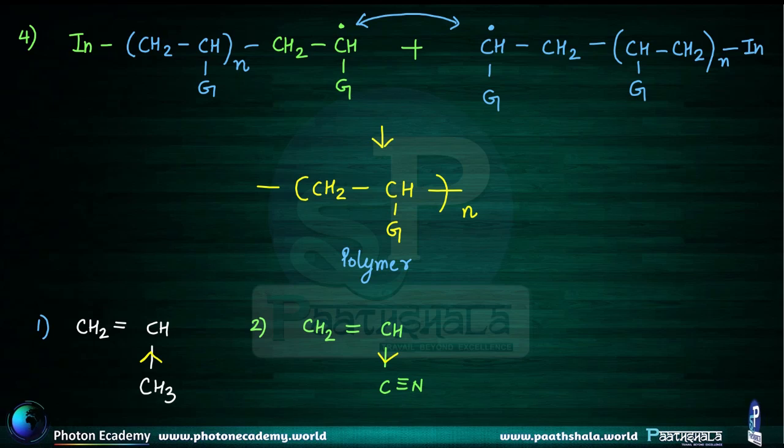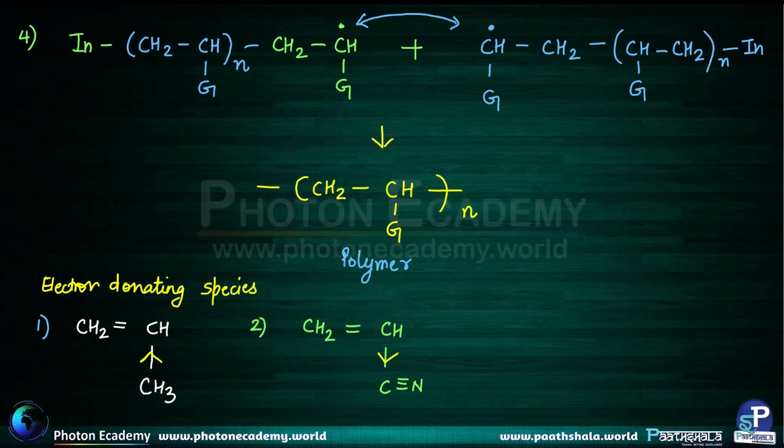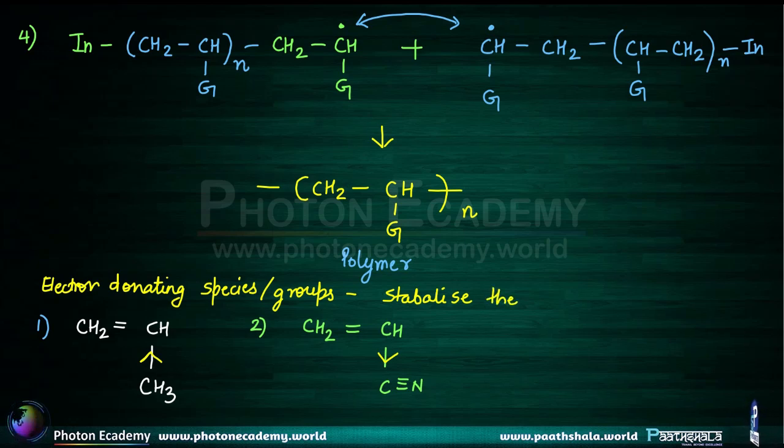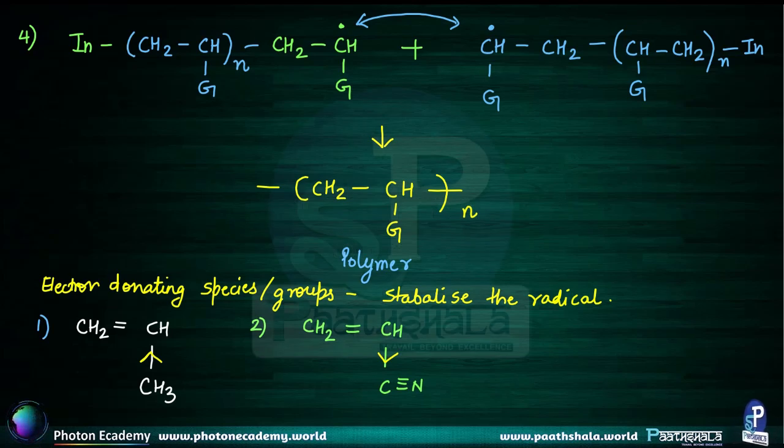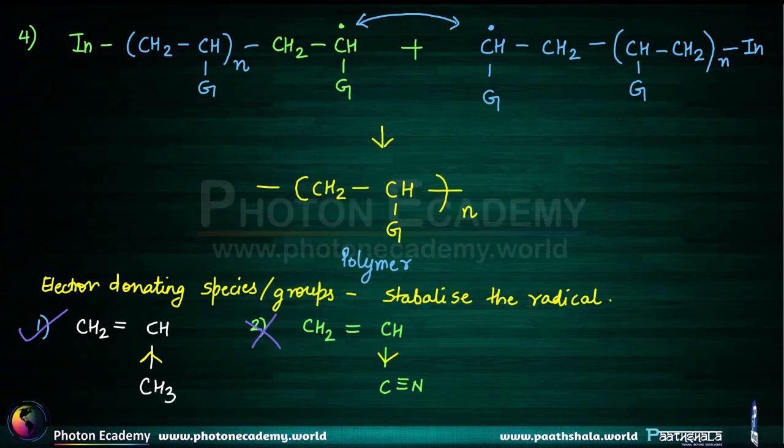So we can just say that electron donating species, or the electron donating groups, stabilize the radical. So they will be stabilizing the radical, due to which the reaction will proceed if we take this particular monomer, and will not proceed if we take this one. So the reaction won't go from this, but it will if we take this particular monomer species.